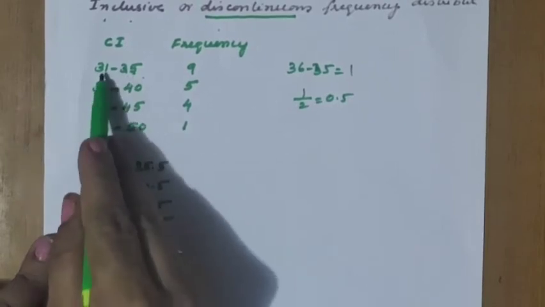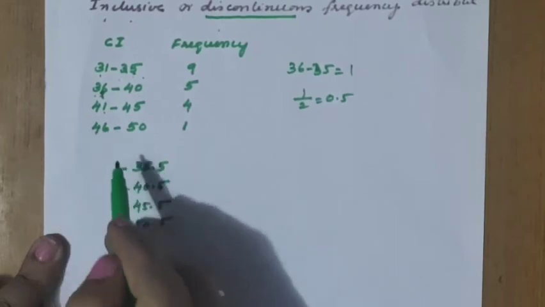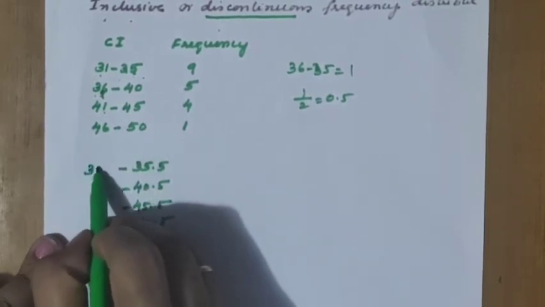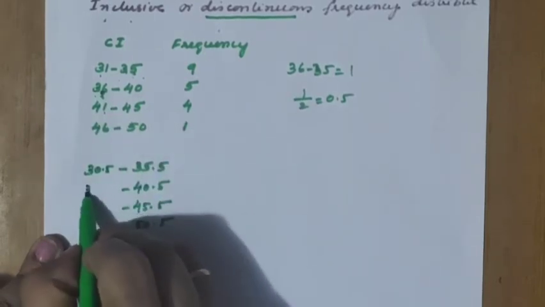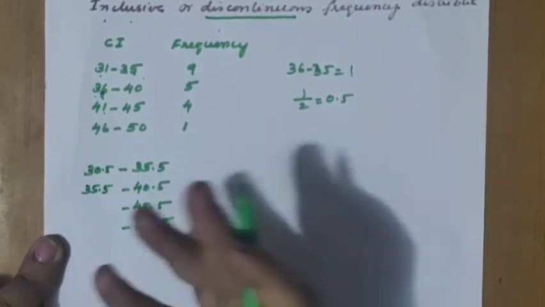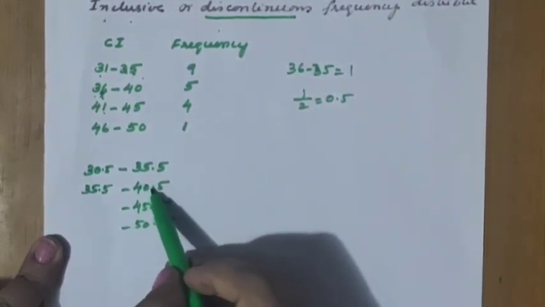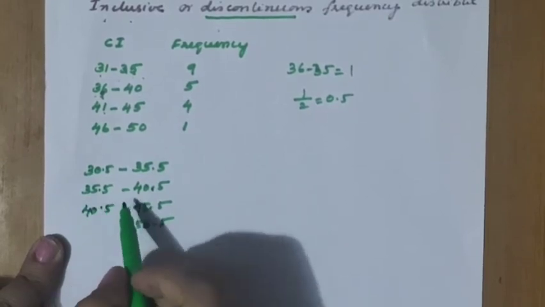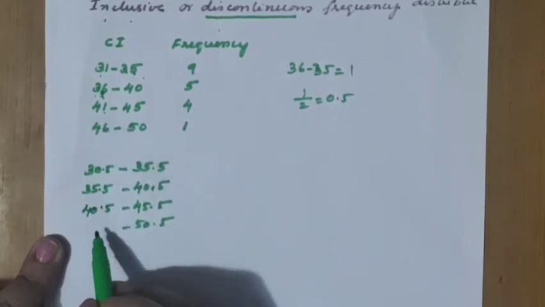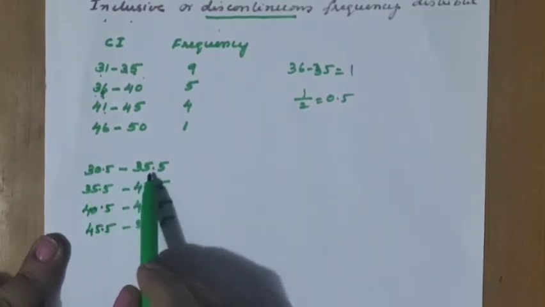Now, what will happen to the lower limit? For the lower limit we have to subtract that 0.5. That means 31 minus 0.5 is equal to 30.5. Here 36 minus 0.5 is 35.5. From the second class interval onwards there is no need for thinking, because the upper limit becomes the next lower limit. So here it will become 40.5. And you can cross-check: 41 minus 0.5 is 40.5, and here 45.5. So we got the continuous class interval.